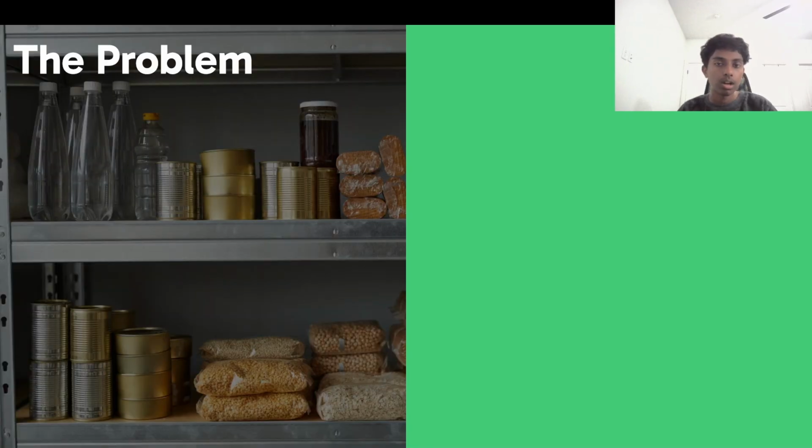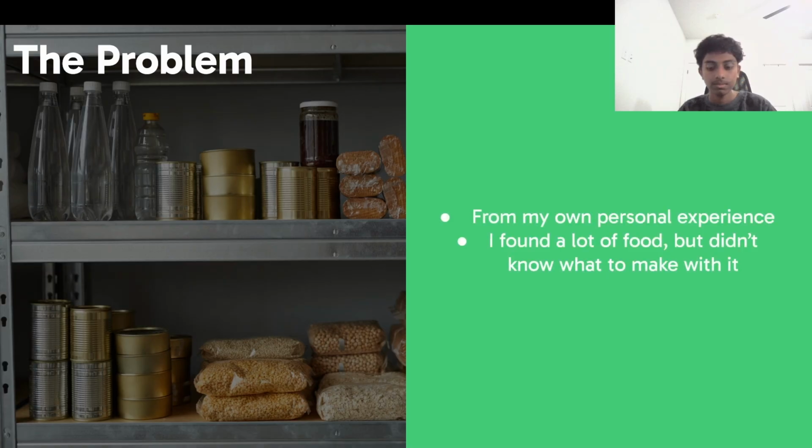So, what got me into making my app? From my personal experience, when I'd walk into my pantry looking for food, I'd find a lot of ingredients, but I didn't know what to make with those ingredients. Those ingredients would just stay there in my pantry and they would expire, and then we would just throw those ingredients away. So, I was wondering, how much food am I actually wasting each day, each month, each year, and how much of a problem was food waste really?